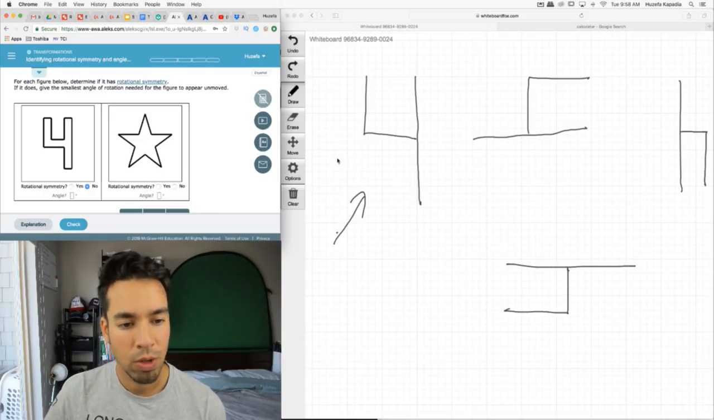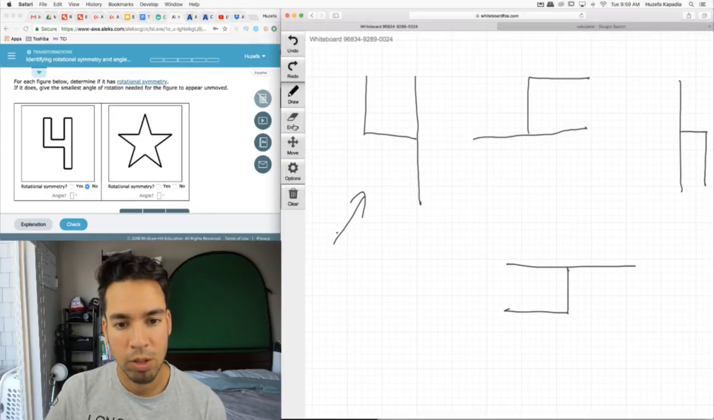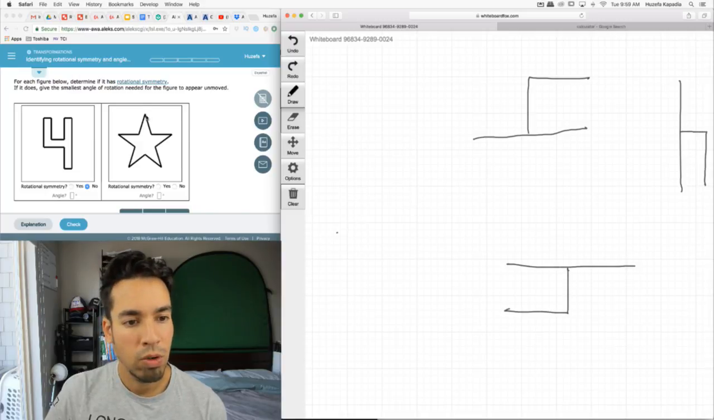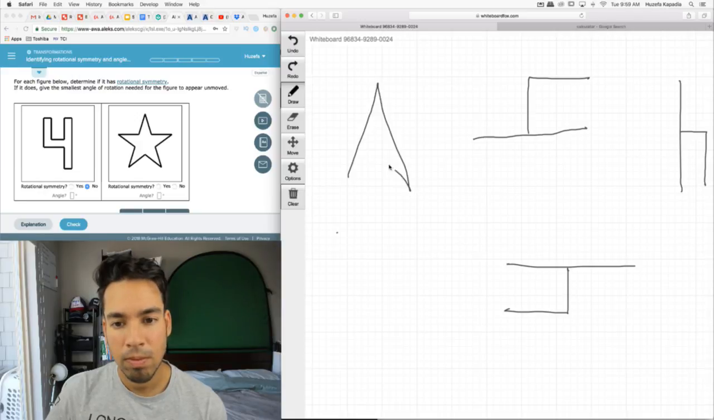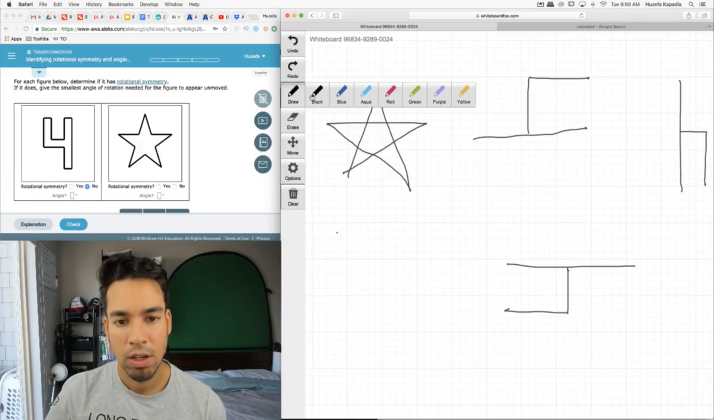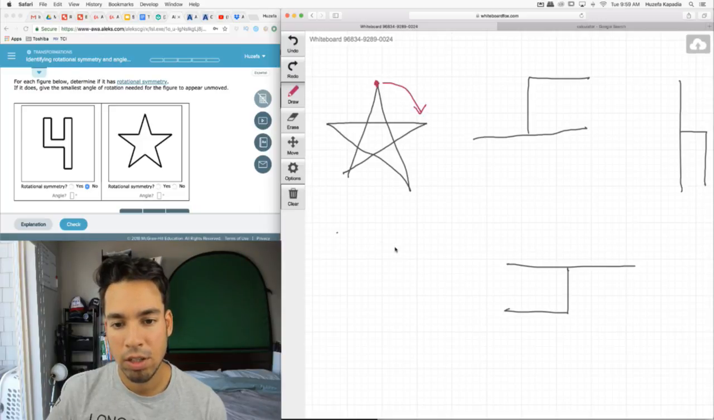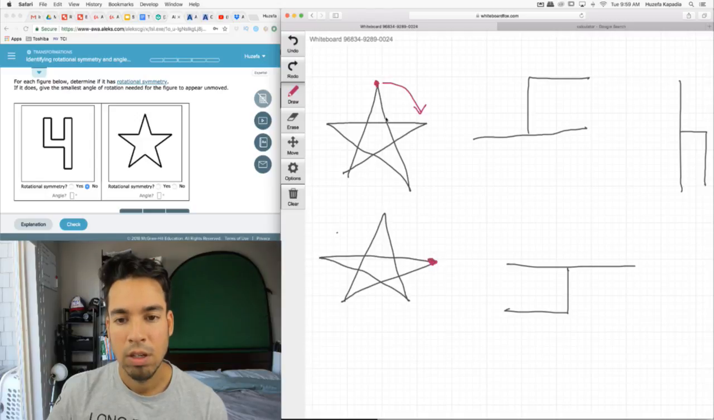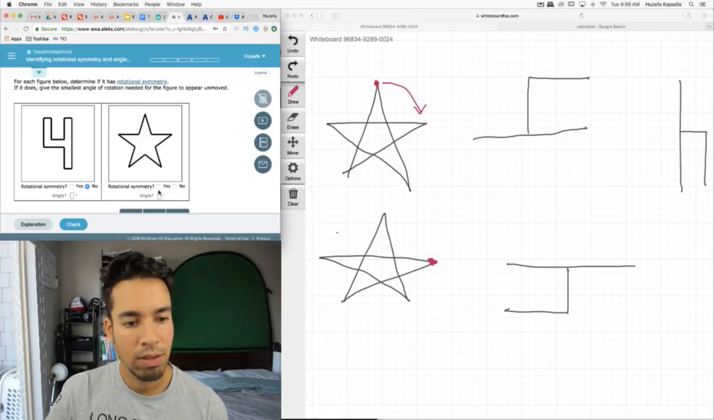Now, let's look at this one. I'd say yes, there is rotational symmetry, because we can see with the star, if we rotate it this much, where now my star's point is down here, we've got the same object. It's going to look exactly the same. So we'd say, yes, it does have rotational symmetry.